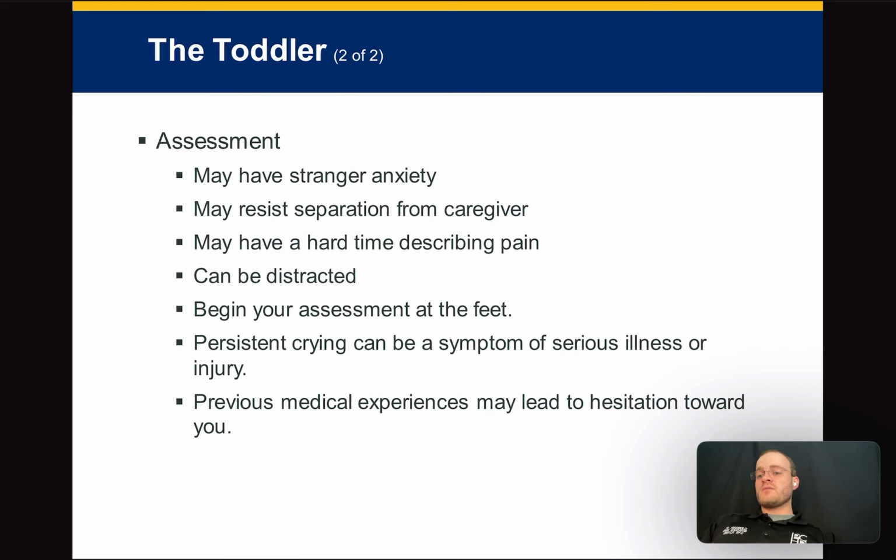Anyways, persistent crying can be a symptom of serious illness or injury, for like the eighth time. Previous medical experiences may lead to hesitation towards you. When you walk up in a healthcare uniform, kids will associate, if they've had a bad experience at the doctor's office or at a hospital or in an ambulance before, kids are fairly smart and they remember that. And so they may associate you with that, and they might resist your care.